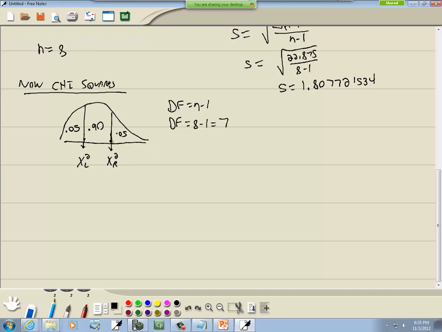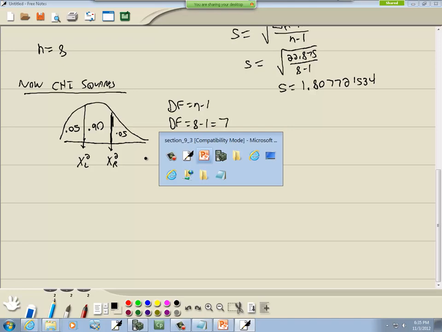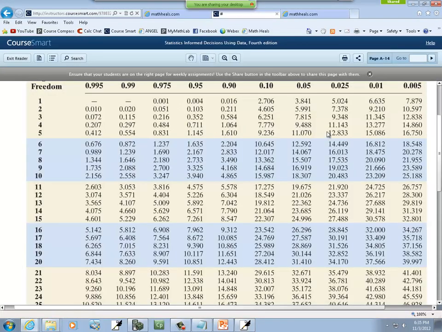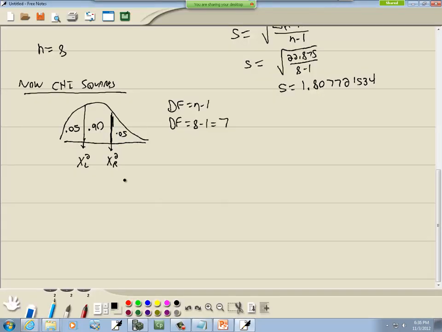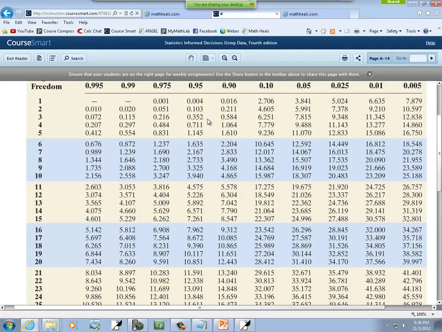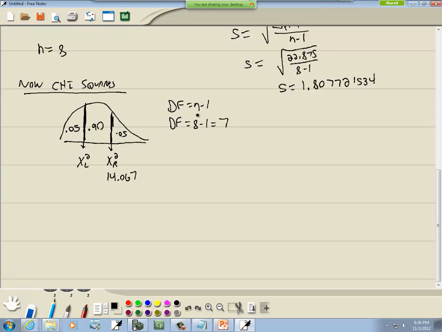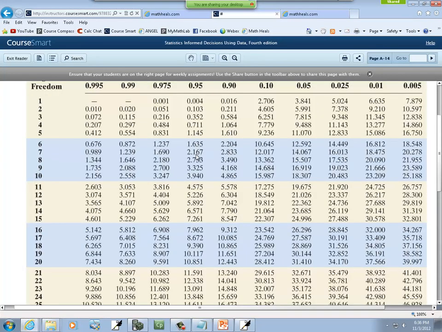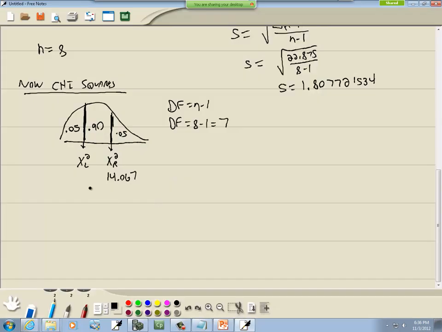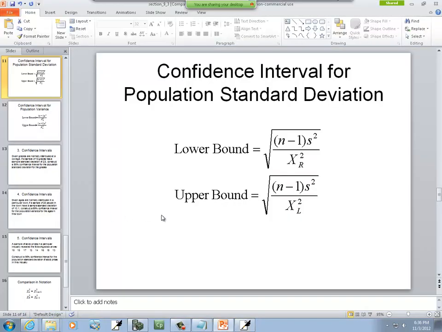Well, this first one here, the right chi-square, the area to the right is 0.05. So I'll come over here, 0.05, this column, and degree of freedom is 7. So I'll come down here, 7 is 14.067. Now for our left chi-square, we're going to find the area to the right of it, which is a 0.90 plus a 0.05, so 0.95. So 0.95, I'm looking in this column, degree of freedom 7, and we get 2.167. Okay, now we're ready for our formulas.